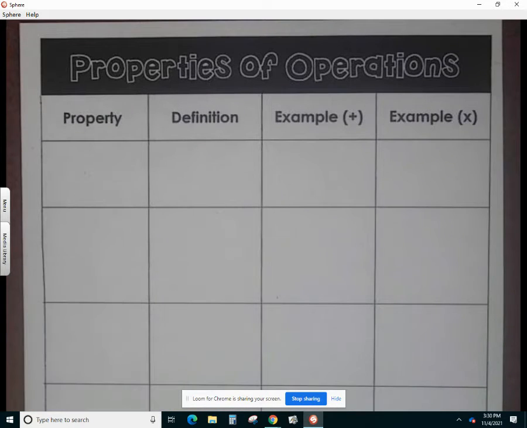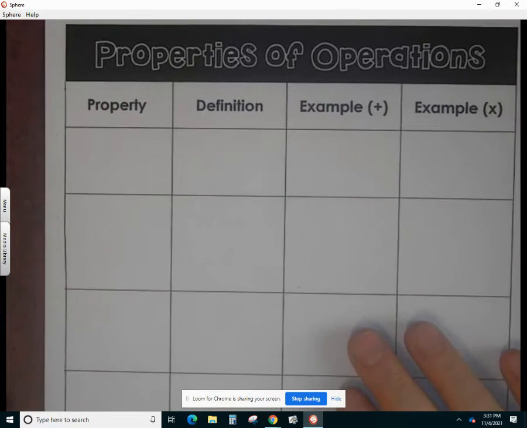Okay, our topic for today is called the properties of operations. These have to do with addition and multiplication. None of these properties include subtraction or division, so that's an important thing to remember. There are 5 properties that we're going to talk about, and then you're going to do an assignment to figure out if you can tell the difference between the different properties.